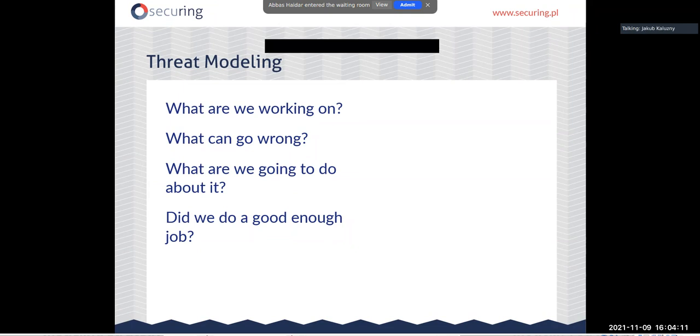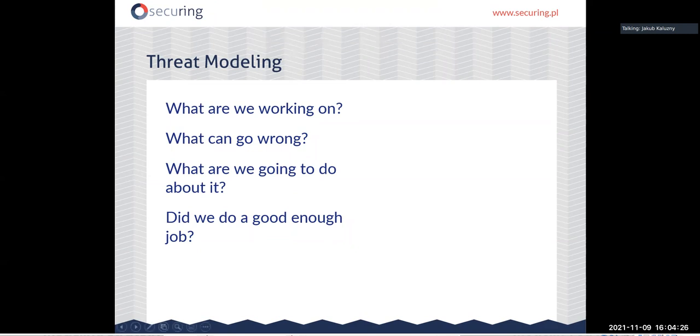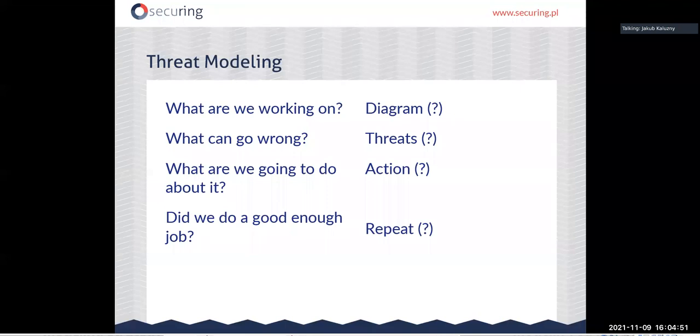But in practice, we have tools to execute the answering of these questions, right? We have threat modeling methodologies. And most of these methodologies execute the answers to these questions in very common ways. Usually a lot of threat modeling methodologies will create a diagram to talk about what we are working on. It could be a story, it could be a list of functions, but we usually end up with a diagram, right? Then, what can go wrong?